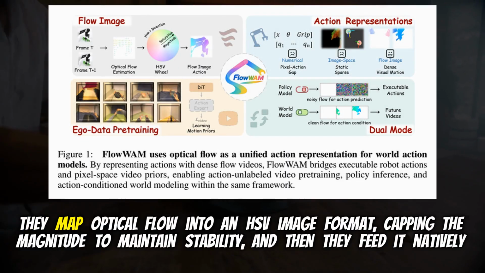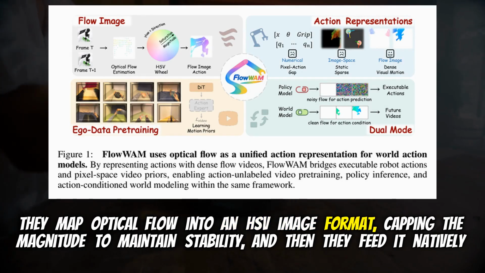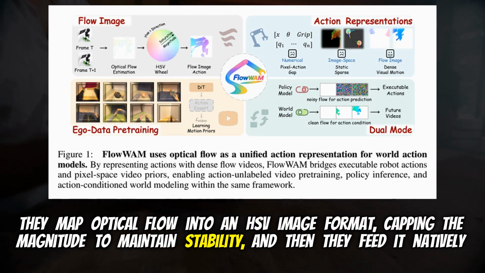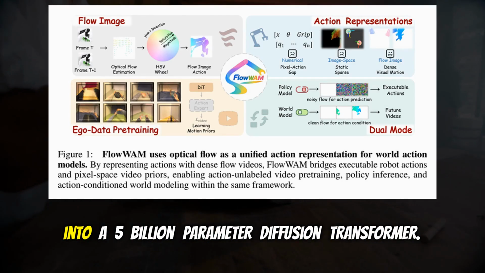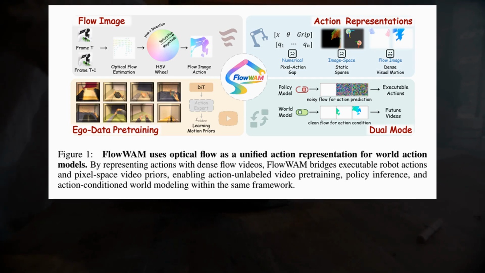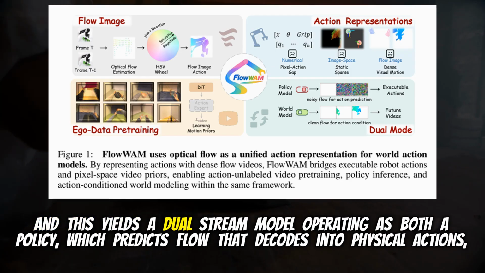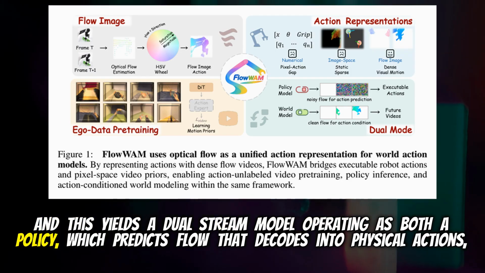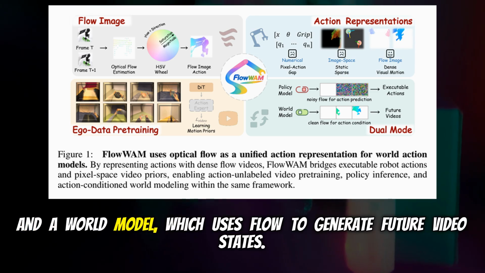Definitely. They map optical flow into an HSV image format, capping the magnitude to maintain stability, and then they feed it natively into a 5 billion parameter diffusion transformer. The 2.2 base. Exactly. And this yields a dual-stream model operating as both a policy, which predicts flow that decodes into physical actions, and a world model, which uses flow to generate future video states.